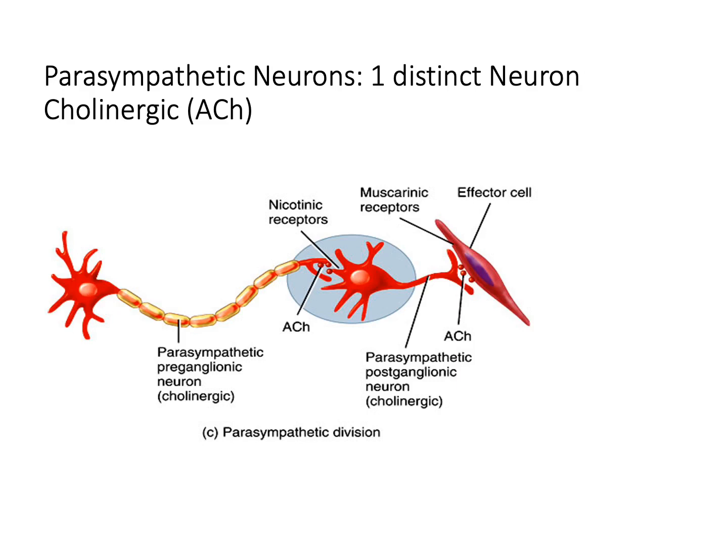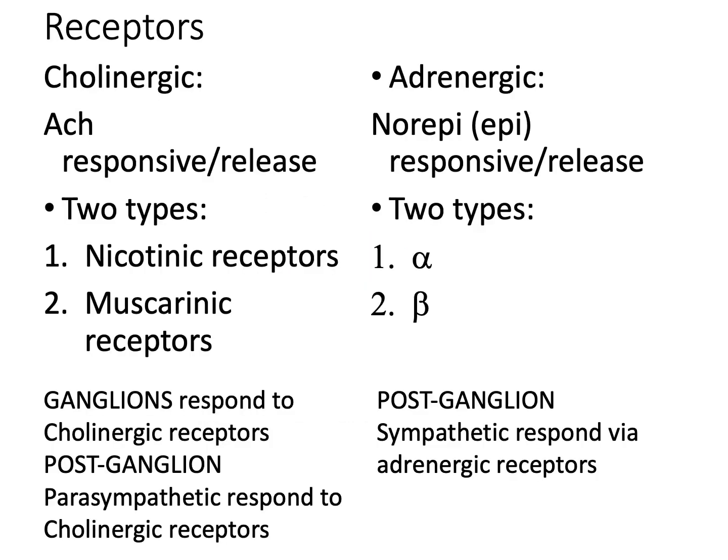Whereas the parasympathetic is going to be functioning strictly off of acetylcholine, and so it's going to be functioning off the cholinergic receptors, either the nicotinic receptor or the muscarinic receptor. So when we talk about receptors, we have the two distinct types. We have the cholinergic receptors, which are going to be for acetylcholine, and we have the adrenergic receptors, which are going to be responsible for epinephrine and norepinephrine responses. The cholinergic receptors we dictate as being nicotinic receptors and muscarinic receptors.